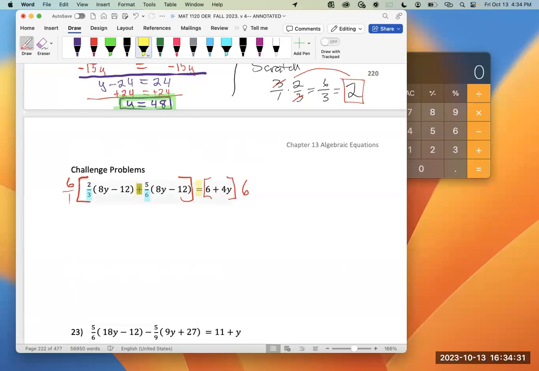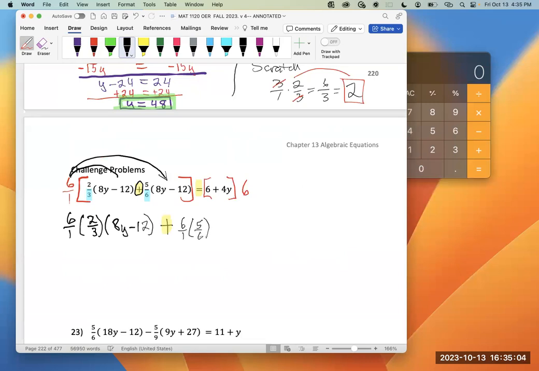Now, I need to notice that there's a plus sign right there. So I have 6 times 2/3. Why they have 8y minus 12 again? I don't know. This 6 has to be distributed to each term. So I'm going to copy that plus. And then I have 6 times 5/6.